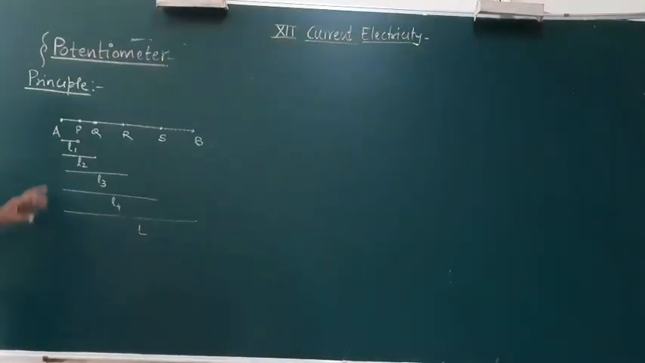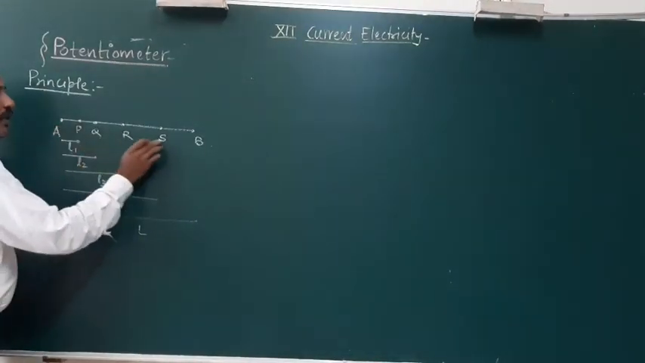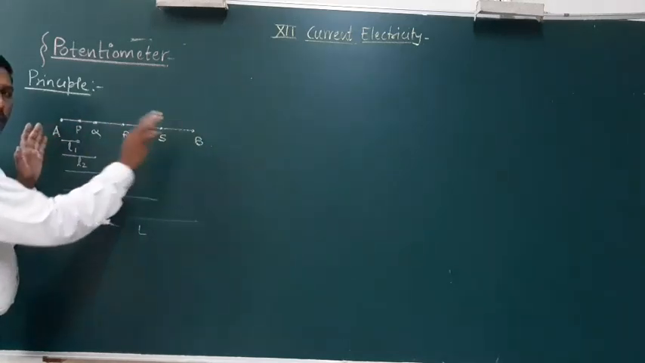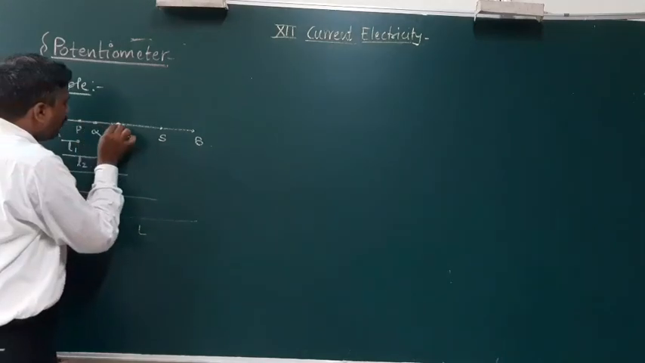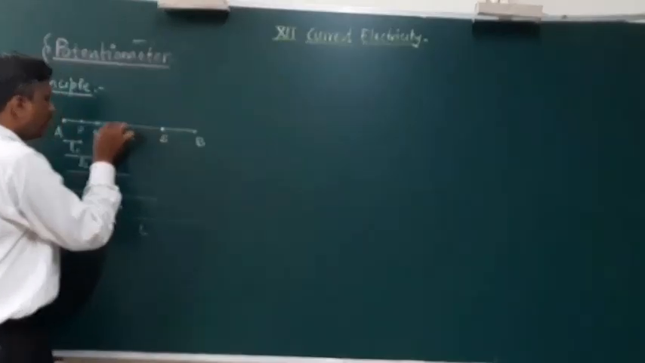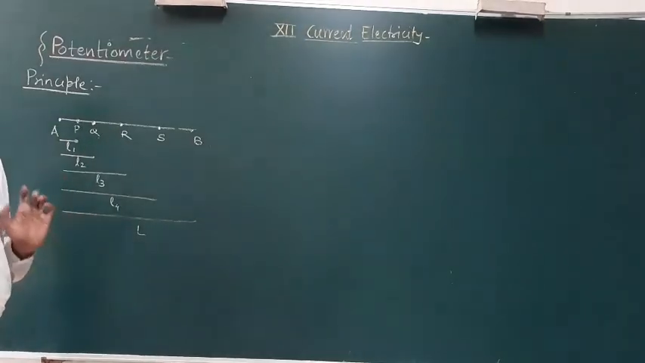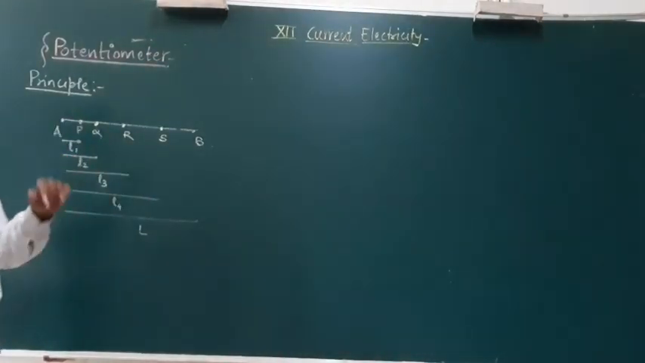Okay. Now all the points P, Q, R, S, B are in series combination. Therefore, the current flowing through every point is constant because all the points are on the same wire. Thickness of the wire, cross-section area of the wire at these points is also constant. Therefore, thickness is constant, cross-section area is constant, the wire is made up of the same material, temperature is constant, and the current flowing through all the points is constant. Therefore, we say all the points are in a series combination.